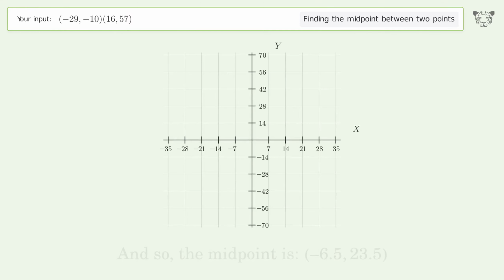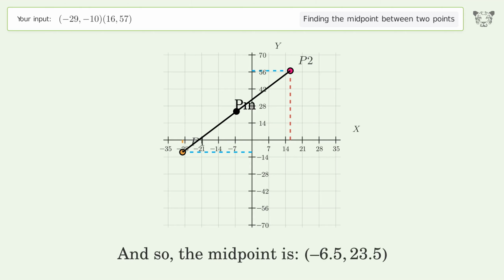And so, the midpoint is negative 6.5, 23.5.